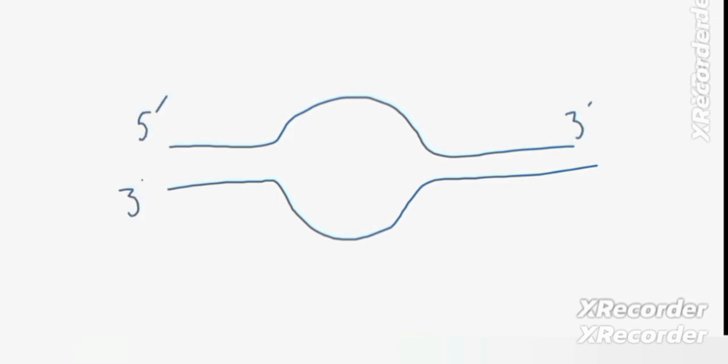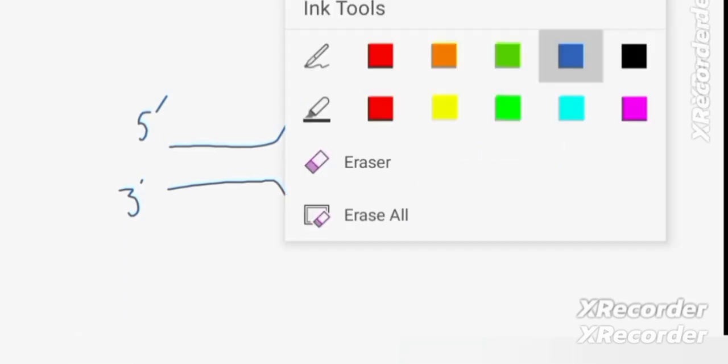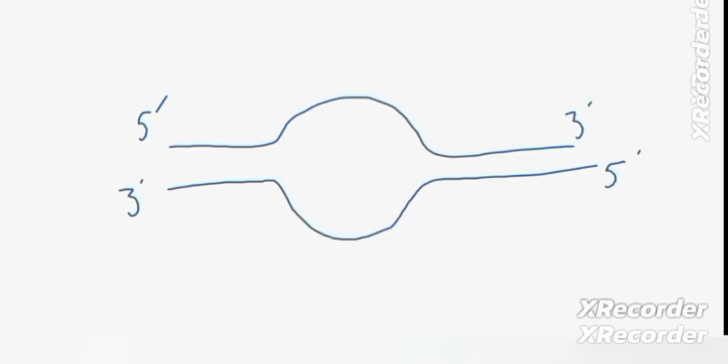This is the last step of transcription. This is known as termination. In termination, RNA synthesis stops. RNA synthesis stops by two methods. One is rho-dependent termination, the other is rho-independent termination. In rho-dependent termination, the rho factor is used. Rho is a protein which binds to DNA and RNA and releases the RNA and RNA polymerase enzyme from DNA and stops the synthesis of RNA.